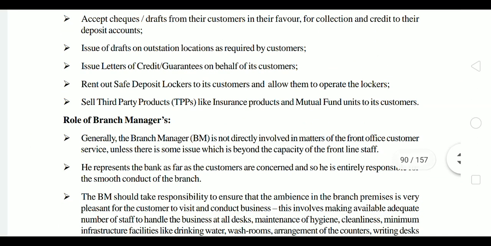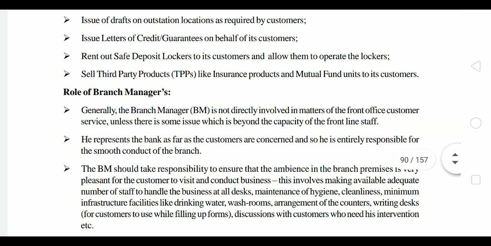Next is renting out safe deposit lockers. Safe deposit lockers are the lockers where we can keep our valuables. To keep and take care of valuables, we have the service of renting out safe deposit lockers. The banks provide you that service in lieu of some rent from the customer. Then last we have the third party products. Again, we have already discussed insurance products and mutual funds. So all these are the major services that are provided by a bank.